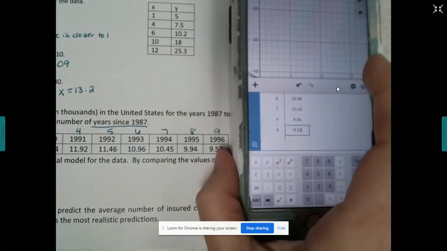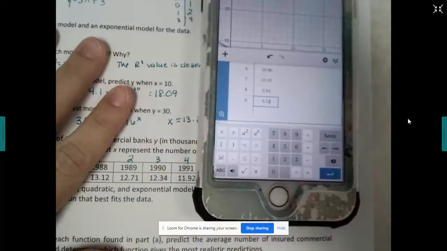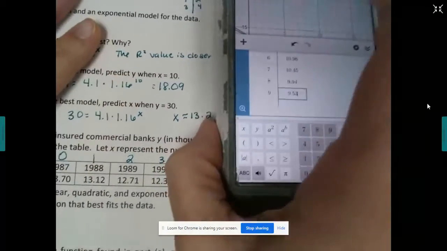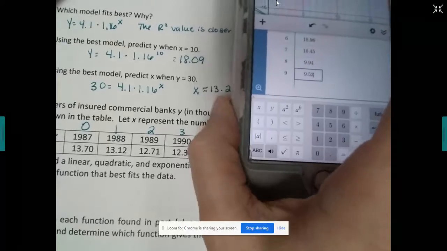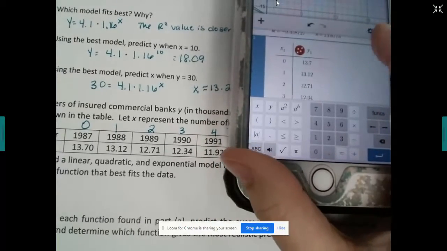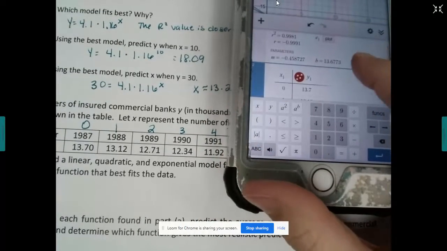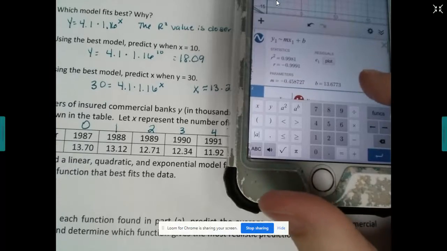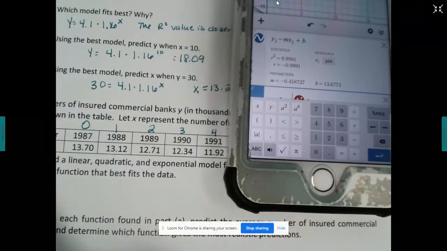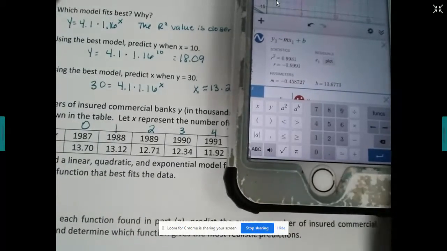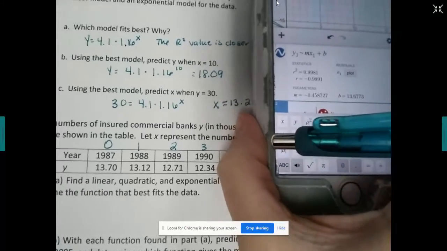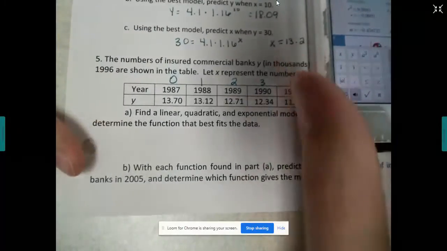Okay, so I already typed in my linear and my exponential models. Again, once you have that Y1 and X1, you don't have to retype these every single time. You can leave the models in there and then just edit your table. So for the linear, I'm going to write all three of these down.